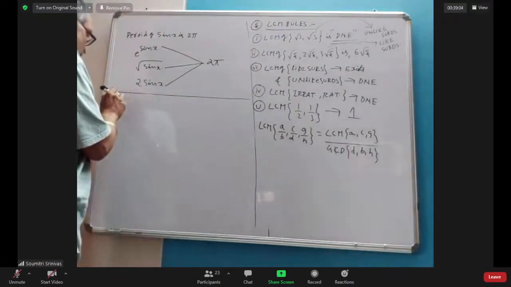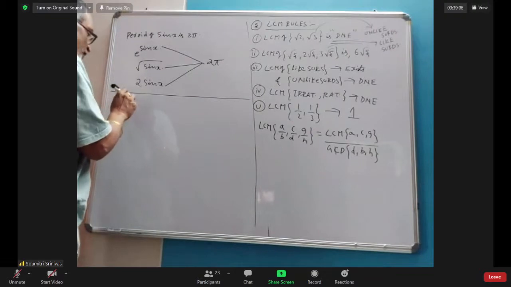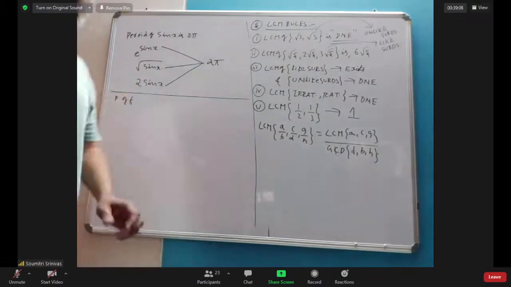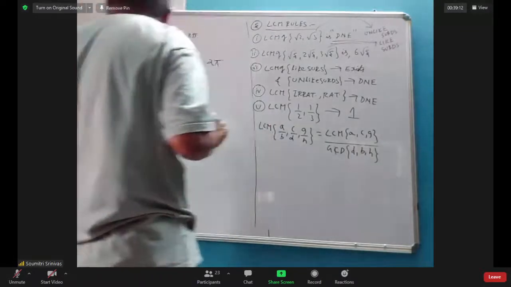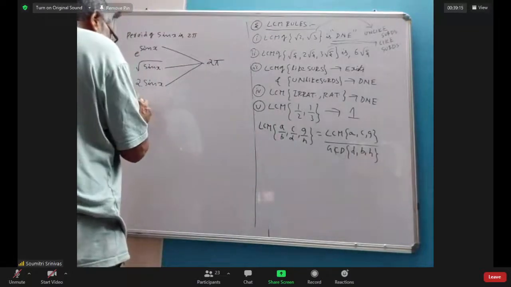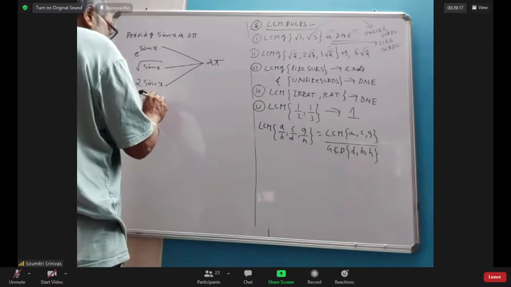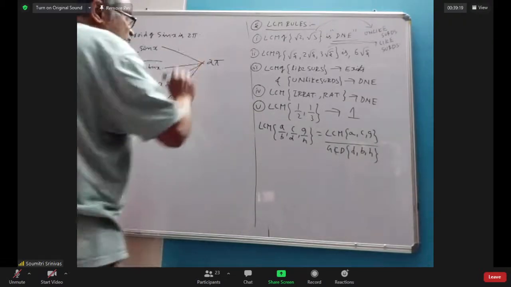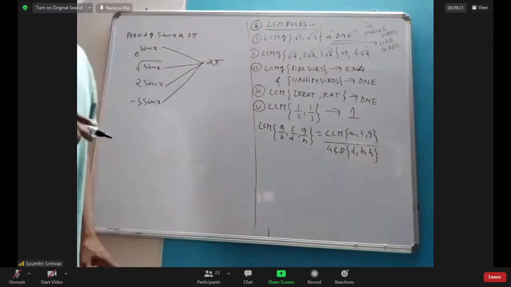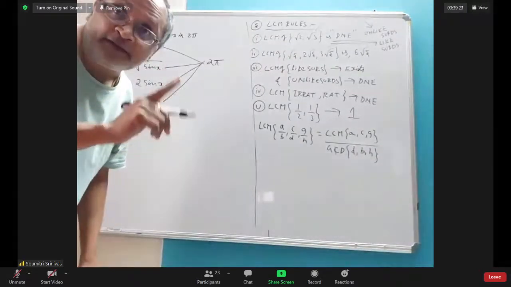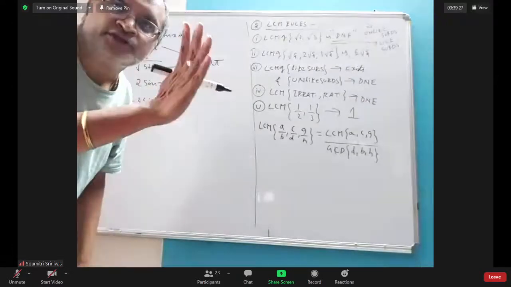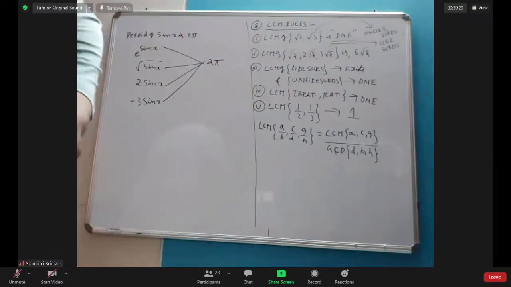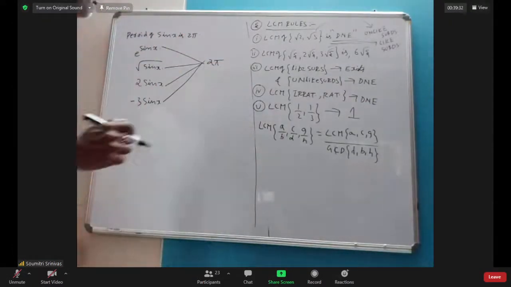Similarly, period of, in fact, one more function forgot to write: minus 3 sin x. Minus also leave it. Minus 3 sin x, no problem. It is 2 pi. f of x period 2 pi, minus f of x period won't change, because the graph just flips from here to there.